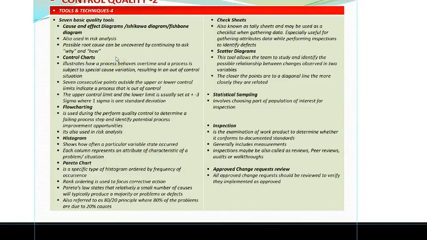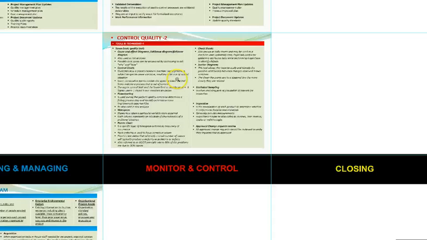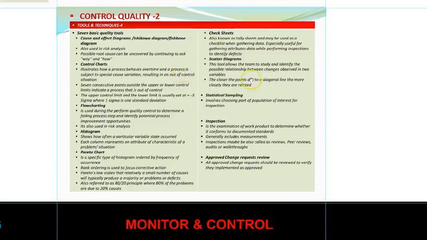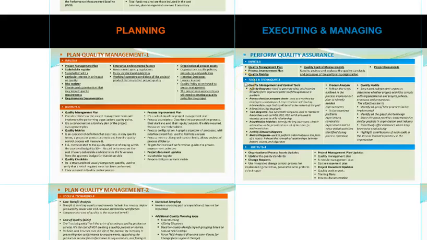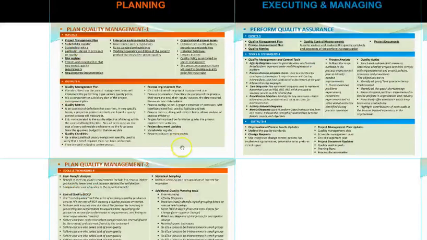Run chart, statistical sampling, scatter diagrams, inspection are tools and techniques of which quality process? Now, run charts, statistical sampling, scatter diagram, inspections are tools and techniques of which process, and the process is quality control or control quality. Now let's get to the last question, which is: name some additional quality planning tools.